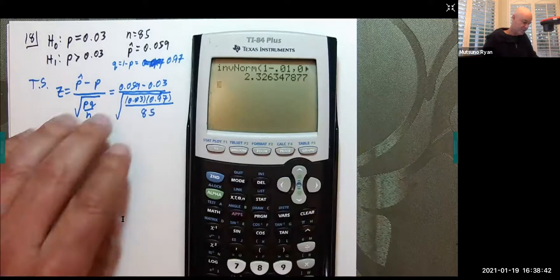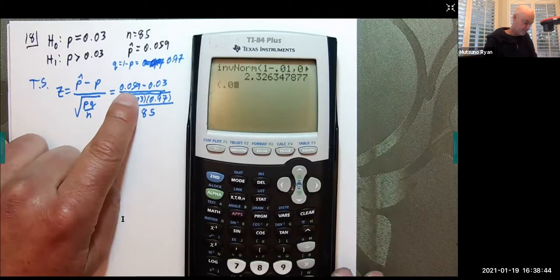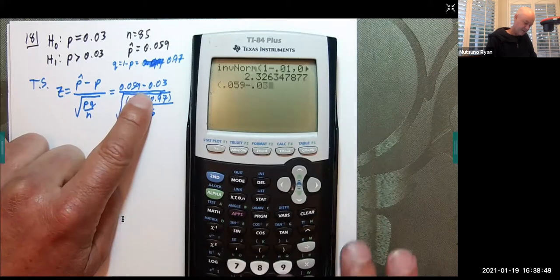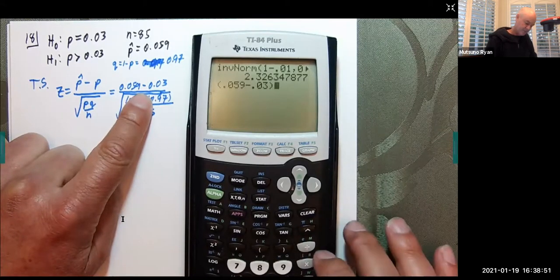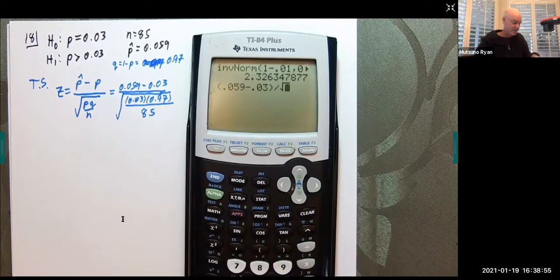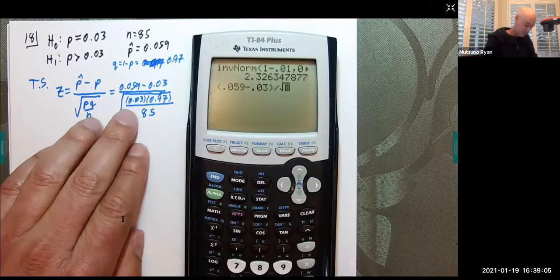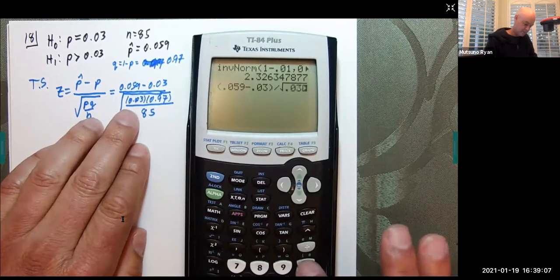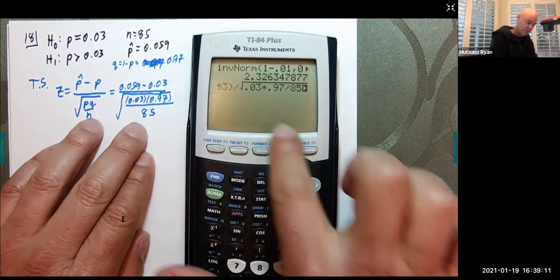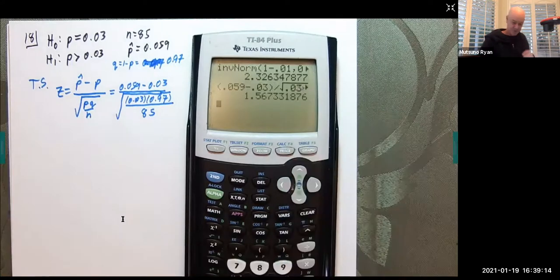I'm going to use parentheses in the numerator. So 0.059 minus 0.03 divided by, now you may need extra parentheses with your calculator. Mine keeps the radical all the way across, so everything's under the radical. You may need to double up on the parentheses to do it depending on how old your calculator is. So I'm going to go 0.03 times 0.97 divided by 85. And notice mine's all under the radical like that. So here's our test statistic.